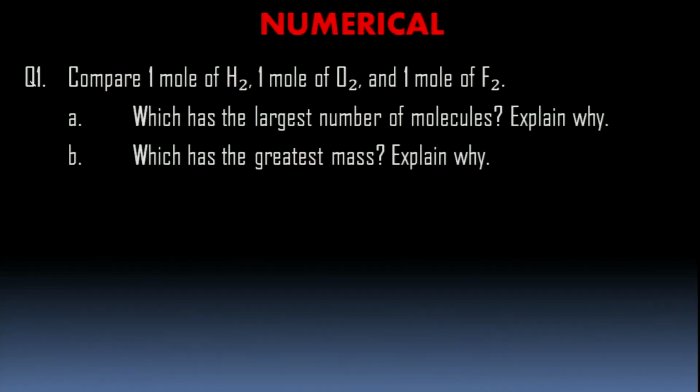Which has the greatest mass? Explain why. The element which has got the atomic mass more, that will have the greatest mass. Which has got the atomic mass more? Of course, it's fluorine. Hydrogen 1, oxygen 16 and fluorine is 19. Okay. So, fluorine has got the greatest mass.